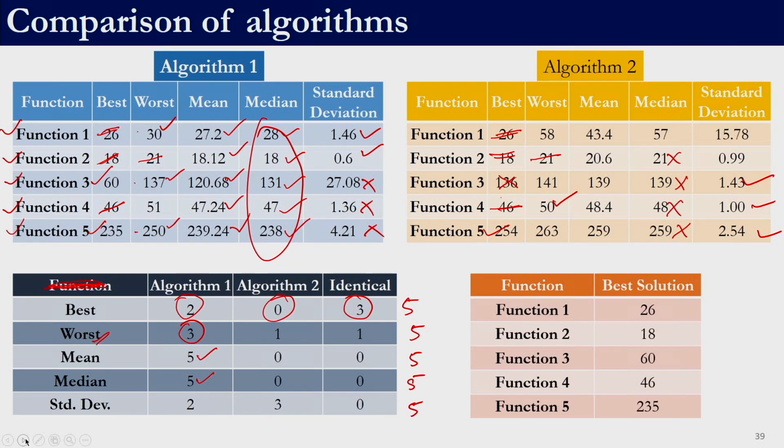If you are not really interested in comparing the algorithms, but want to know the best fitness function value, then for all the functions, irrespective of which algorithm it is coming from, we can just find the best solution. In this case, it happens that the best solution can be determined just by algorithm 1. So, 26 for the first function, 18 for the second, 60 for the third, 46 for the fourth, and 235 for the fifth. So, if we are not necessarily interested in comparing algorithms, but are only interested in the optimal solution, then whichever algorithm gives the better solution for a particular problem, that solution is to be taken.